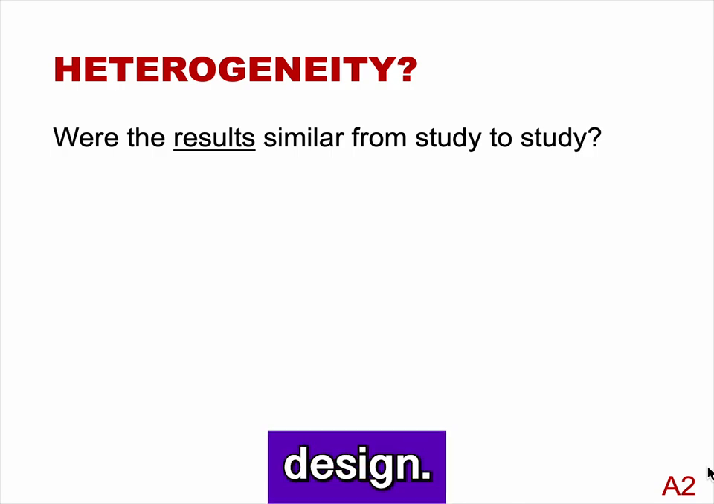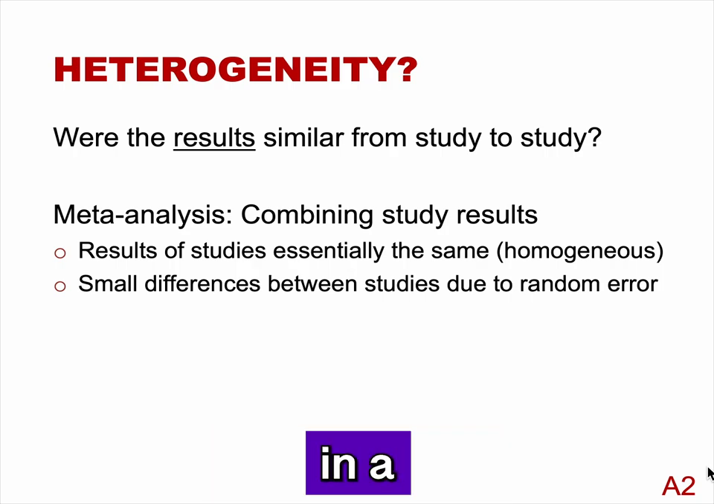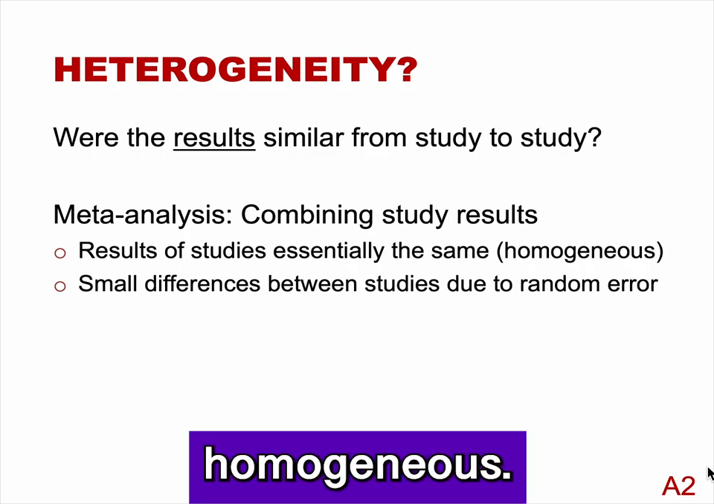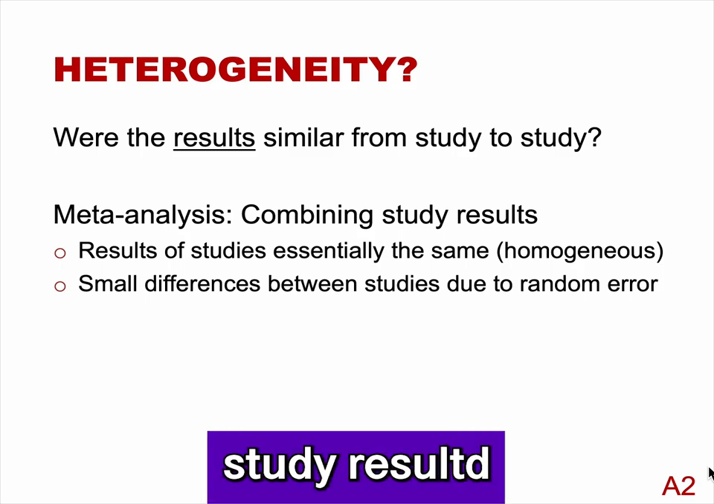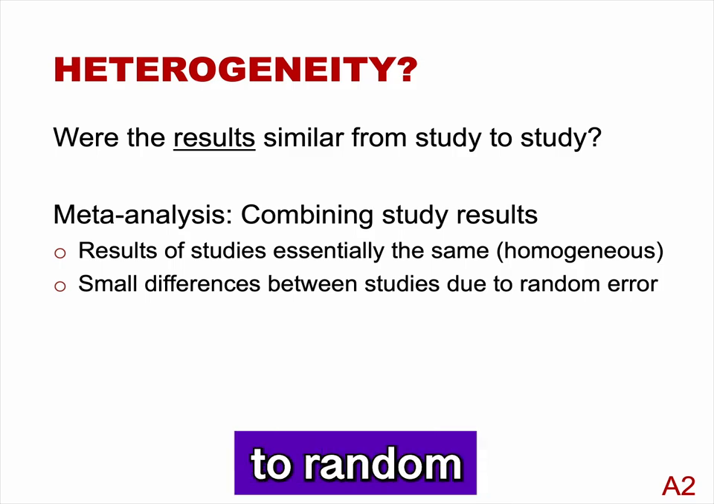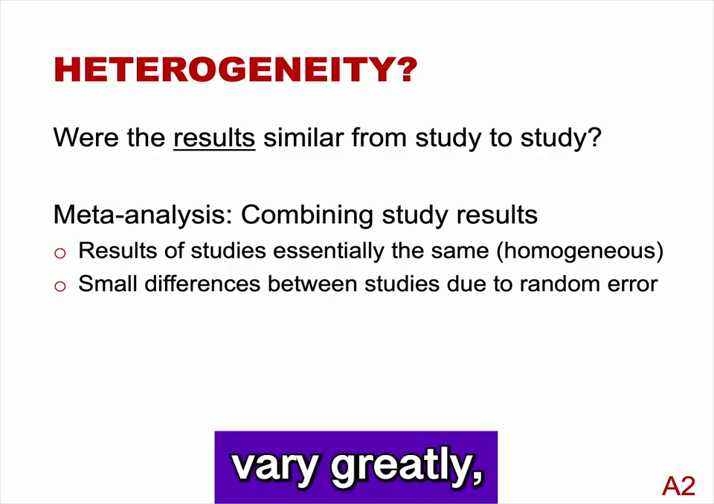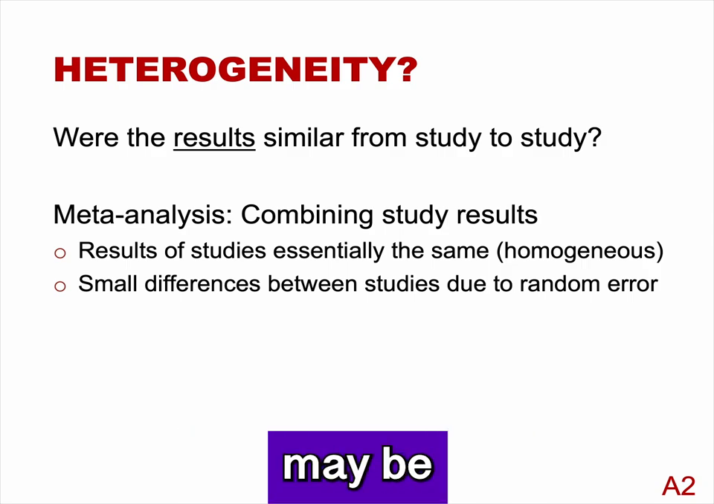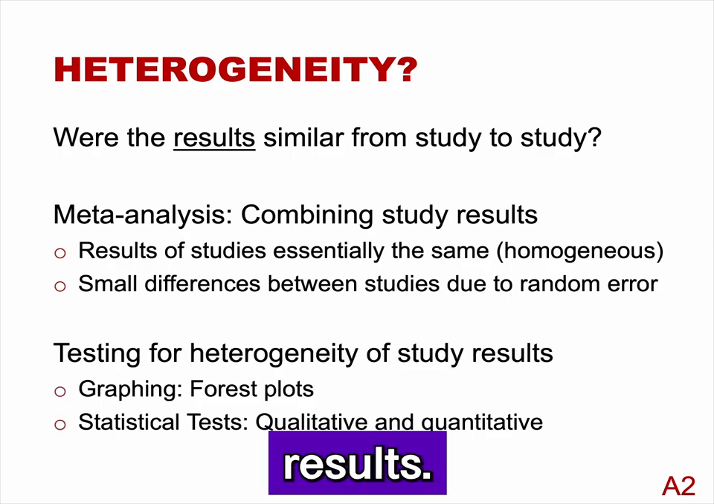heterogeneity of study design. One of the fundamental assumptions required to combine individual study results in a meta-analysis is that the results of the individual studies are essentially the same or homogeneous. Heterogeneity can be defined as a difference between study results that is beyond what is due to random error. Small differences between study results are assumed to be due to random error. If the results of the individual studies vary greatly, are heterogeneous, then combining the studies into a meta-analysis may be invalid. There are several ways to test for heterogeneity of study results.